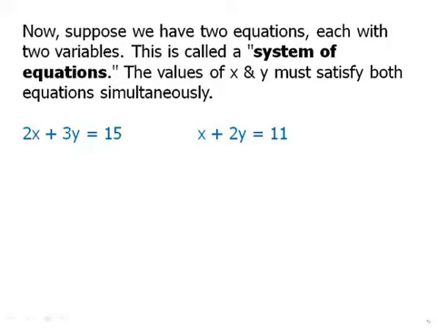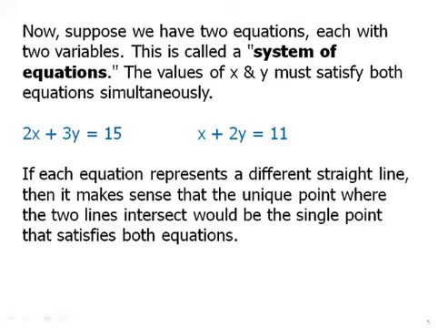Now suppose we have two equations, each with two variables. This is called a system of equations. The values of x and y must satisfy both equations simultaneously. Well, this is interesting. If each equation is a line, then it makes sense that the unique point where those two lines intersect would be the single point that satisfies both equations. So if you pick one random line and pick another random line, chances are very good that they're going to intersect somewhere. And they intersect at one point, and that one point would be the solution. So algebraically, when we're finding that solution, what we're doing is we're finding the point geometrically where they intersect.